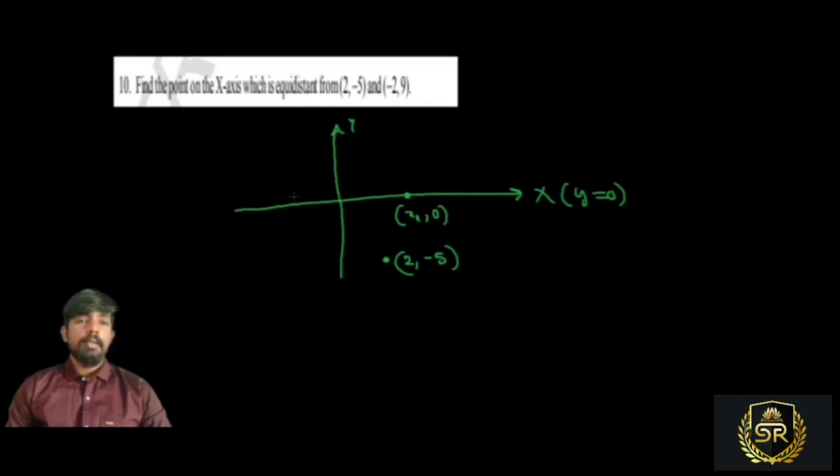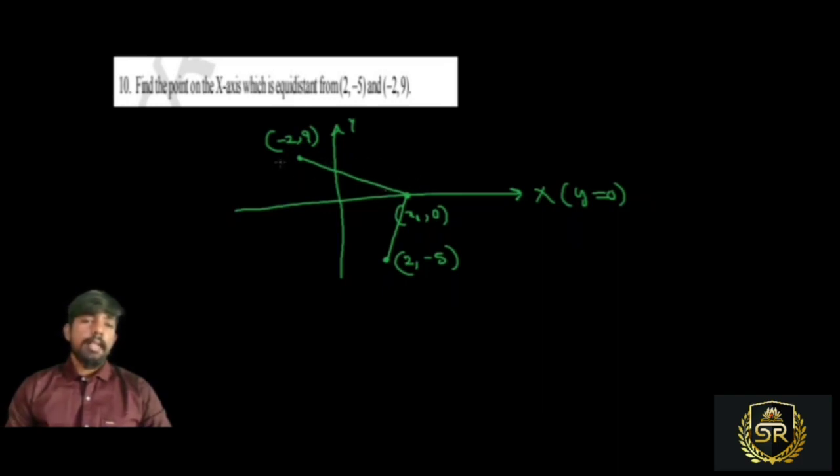X-axis negative, in the second quadrant. This is minus 2 comma 9. So these distances are equally the same. Like I roughly wrote here, these two distances are equally the same.